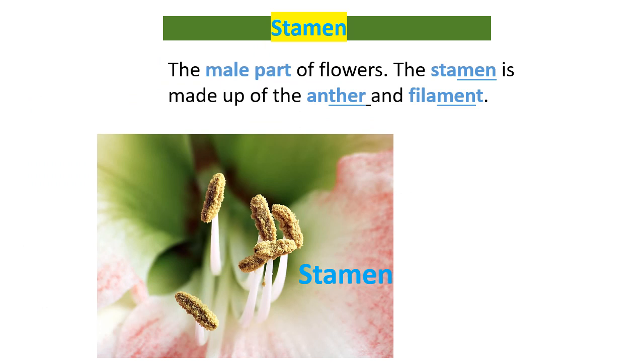Stamen. This is the male part of the flower. The stamen is made up of the anther and filament. If you want to remember that these are male parts, male is like boy or man. I am a male. Mr. Jeremy is a male. I colored the words in blue, and also stamen has the word M-E-N, men, in it. So that's one way you can remember that stamen is a male part.